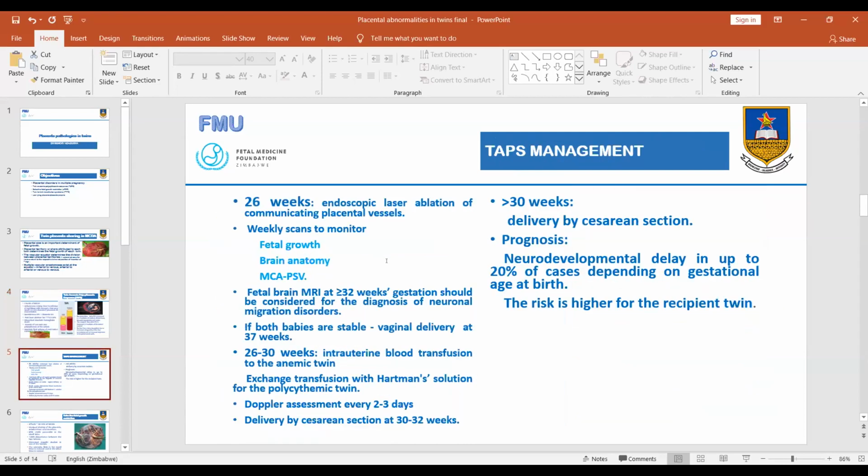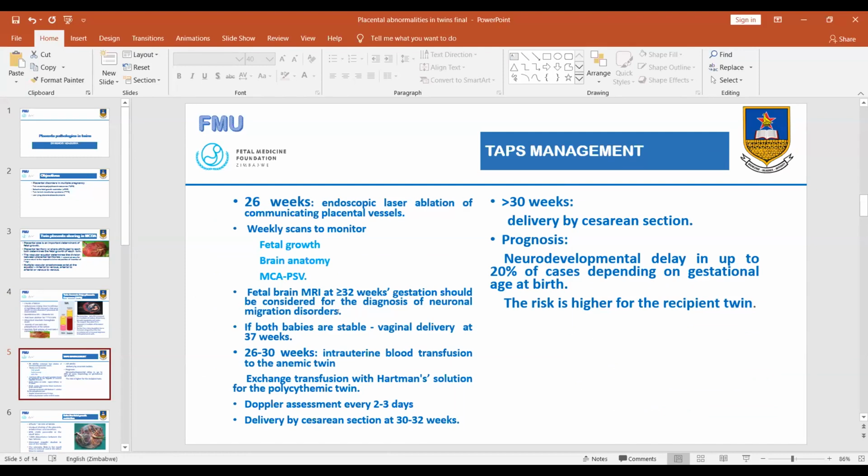So before 26 weeks, if we diagnose TEPS, the best option would be to do endoscopic laser ablation of the communicating placental vessels, and thereafter, there's need for monitoring the fetal growth, the anatomy of the brain, and the peak systolic velocity of the middle cerebral artery almost every week.